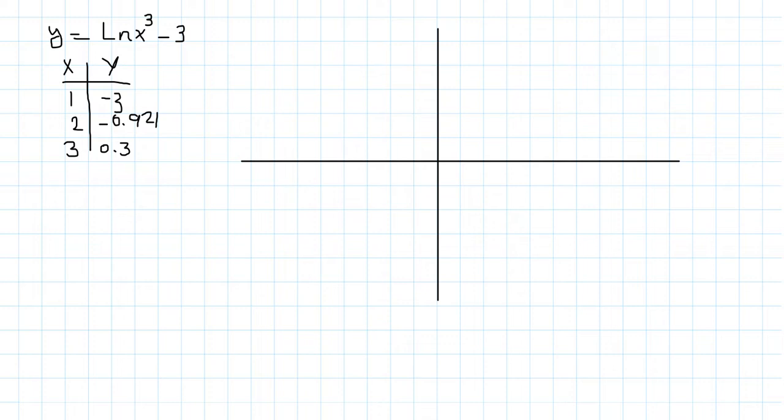1x minus 3y. This is the first point. Minus 3, x2, y is minus 0.92, okay? Minus 0.92.